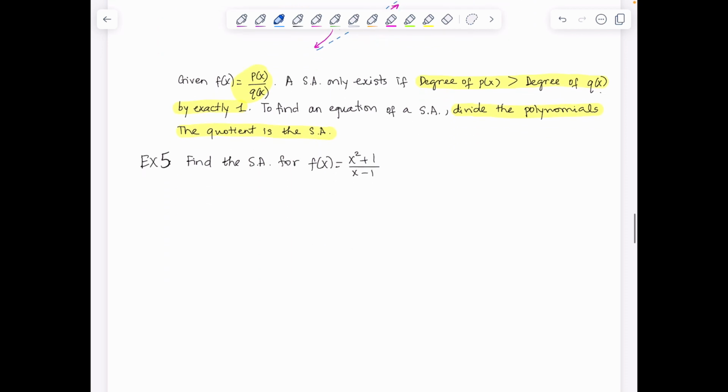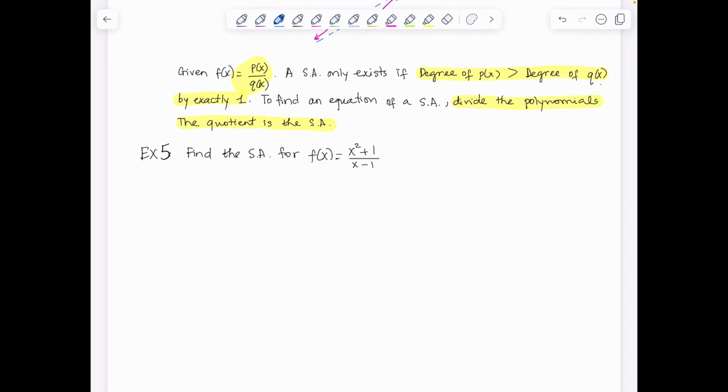Let's look at this example. Find the slant asymptote for f of x is equal to x squared plus 1 over x minus 1. First, you need to see if a slant asymptote may exist by looking at the degrees. The degree of the numerator is 2 and the degree of the denominator is 1. Because 2 is greater than 1 by exactly 1 unit, the slant asymptote should exist.